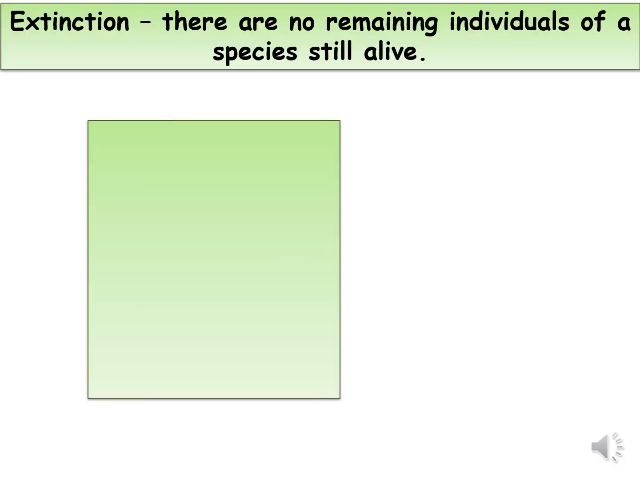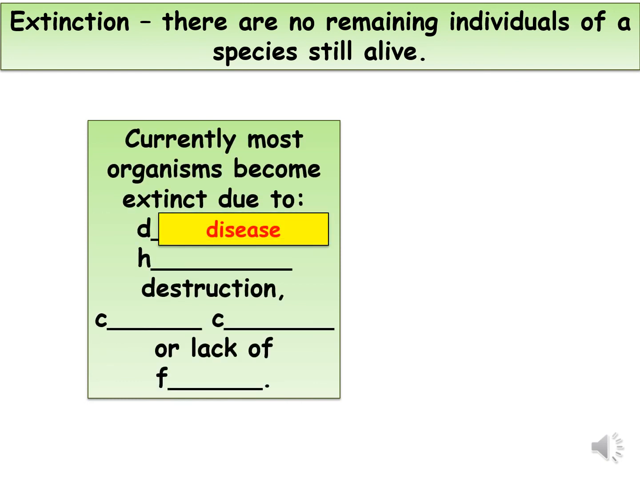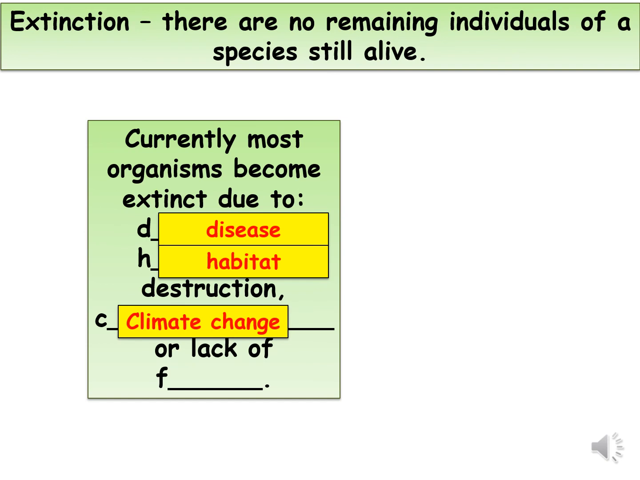What do we mean by the term extinction? This simply means there are no remaining individuals of a species still alive. There are a number of factors which can or could have affected this. It could be because: 1. A disease wiped them all out. 2. Habitat destruction. 3. Climate change. Or 4. A lack of food.